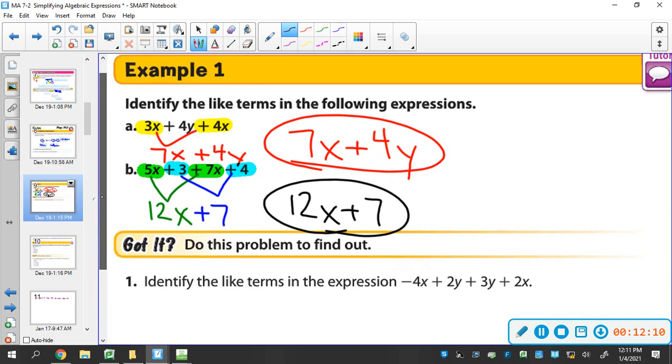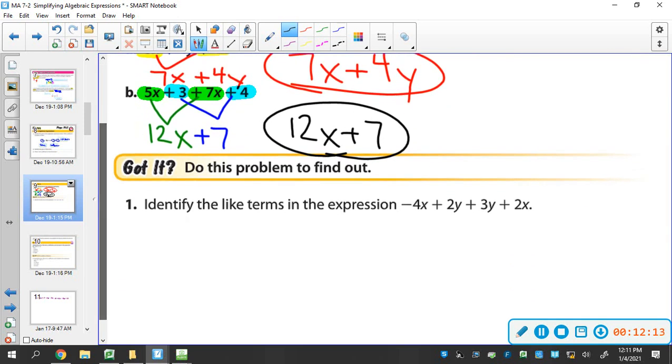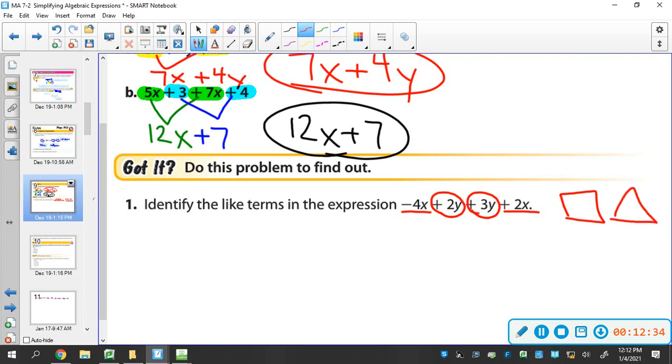The next one says identify the like terms in the following expression. So again, I'm going to identify them. If you don't have highlighters at home, what you can do is I like to underline like terms and then circle like terms. You can always put boxes, you can triangle, you can double underline. Okay, you have a lot of options of what you can do to show which ones are like terms. I like to use highlighters just so nothing gets covered up.